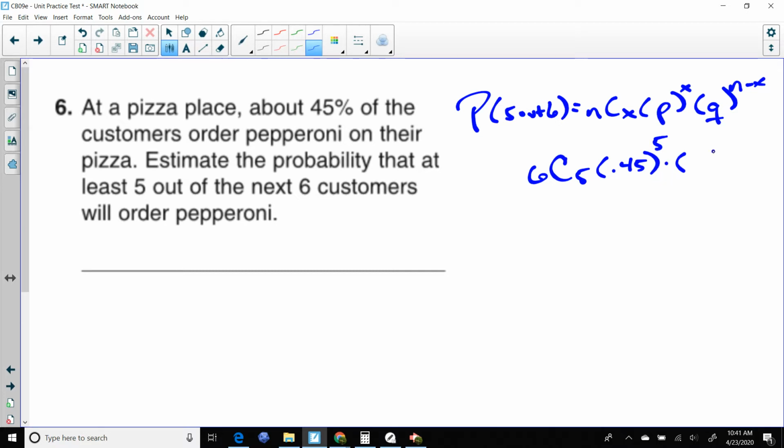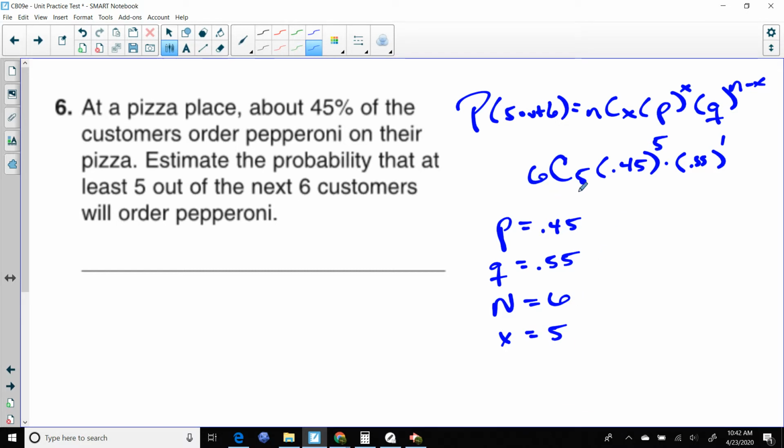Now we multiply it by the failure rate. So what's the failure rate going to be if I have a 45% success rate? Our failure rate is going to be, that's right, go team, 55%. And there's only going to be one failure. So once again, our success rate is going to be 0.45. Our failure rate is going to be 0.55. Our number of trials is going to be 6, and our number of successes is going to be 5. There's 5 people getting that pepperoni.